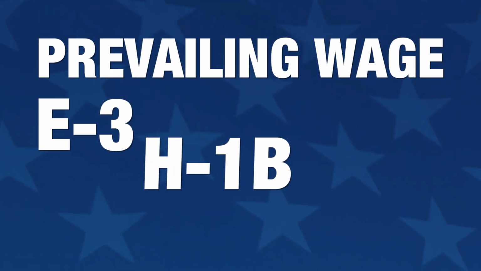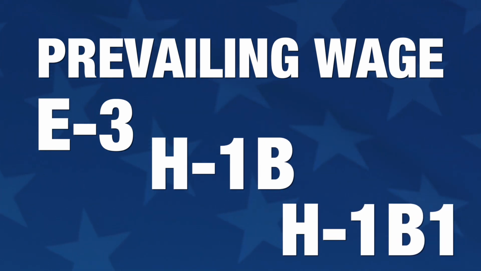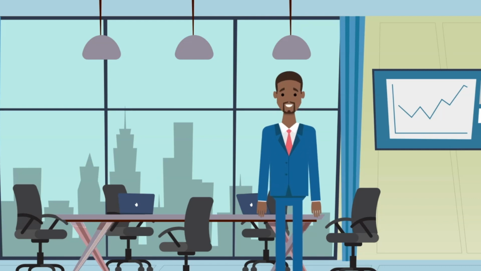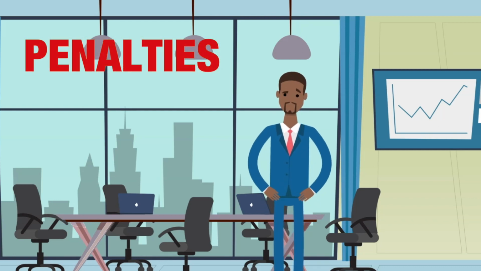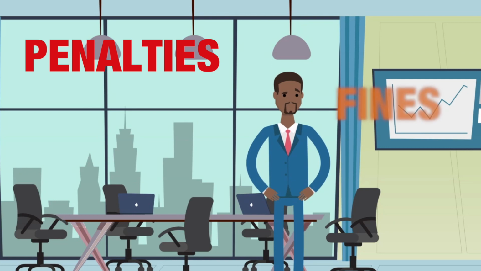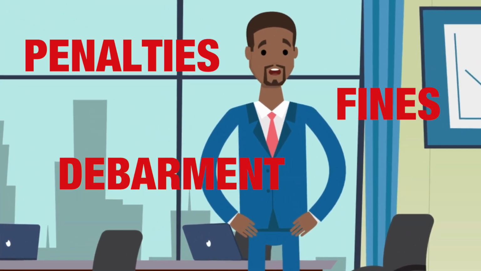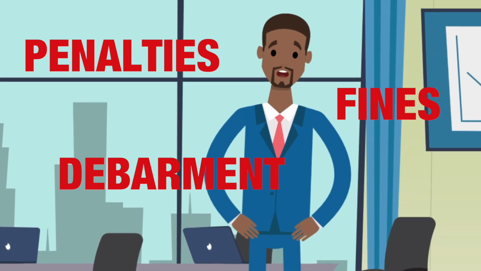Determining the prevailing wage for an E3, H-1B, or H-1B1 petition is very complex and challenging, as there are many issues that an employer must take into account. An employer's failure to pay the appropriate wage may result in harsh penalties, including, but not limited to, fines and debarment from filing future petitions for immigration benefits on behalf of its foreign national employees.